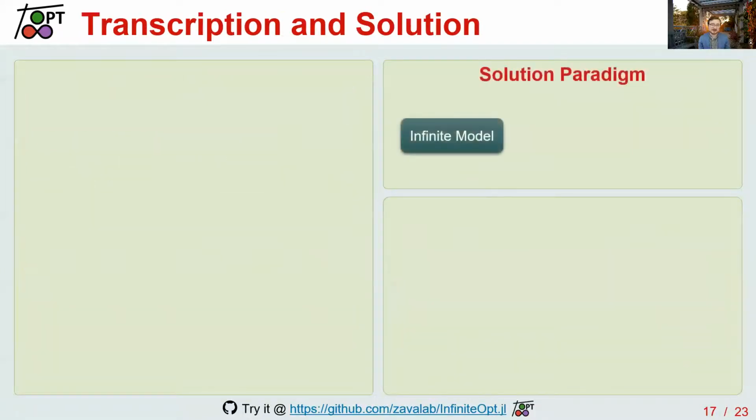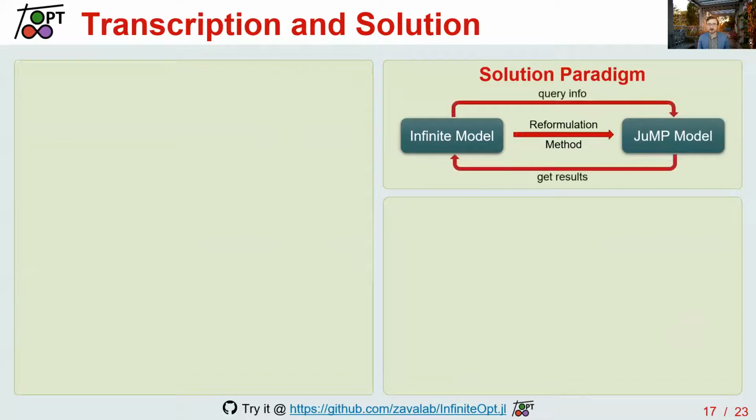So now once we have a model defined, the question is how do we go about solving it? We define our infinite model, we'll apply some sort of reformulation method that we wish to employ to convert it then into a finite JuMP model that we can actually solve. And we provide the framework necessary to provide a seamless experience for the user between the two.